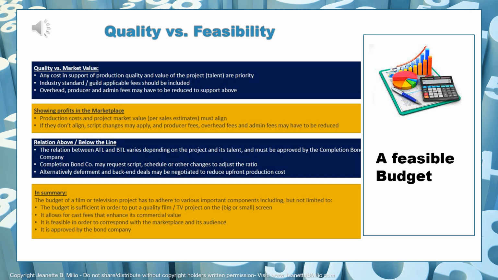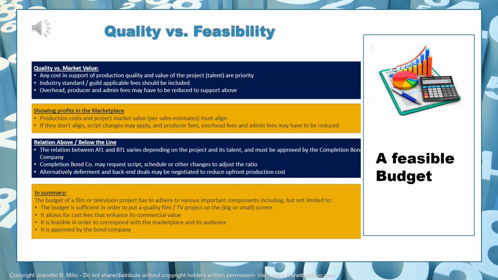And of course, in the end, you have to make sure that whatever budget you come up with is still bondable by the bond company. So if you're going too low and the bond company has concerns, you're going to have to up a little bit. But they will tell you exactly what areas they feel need to be increased and why.